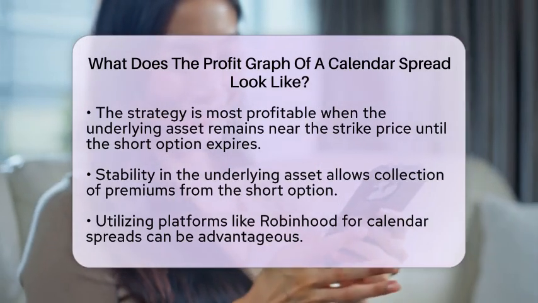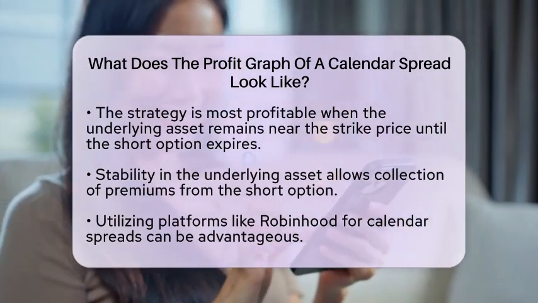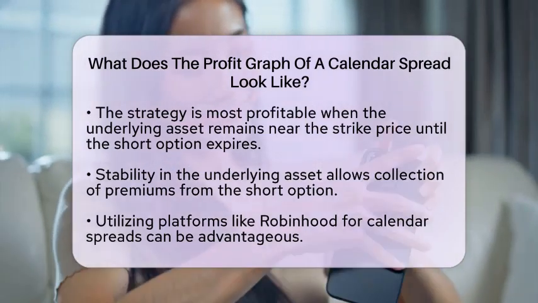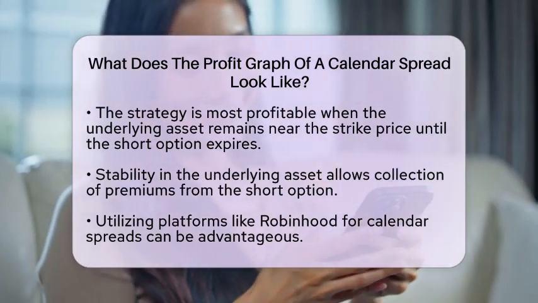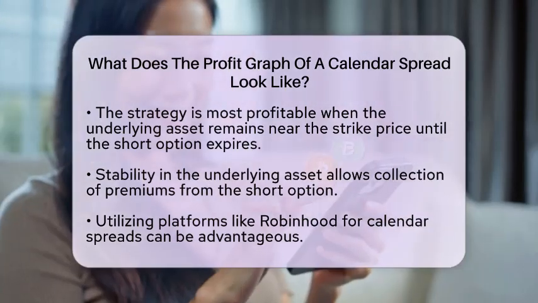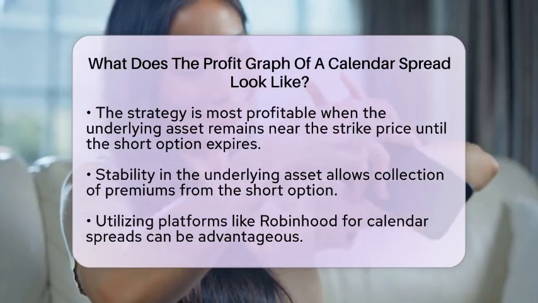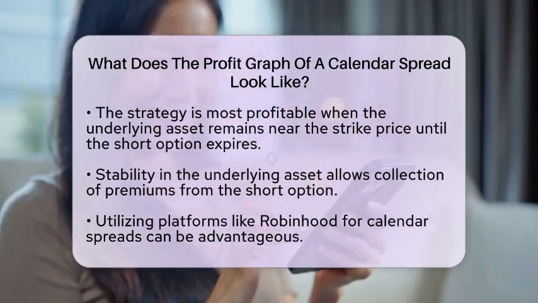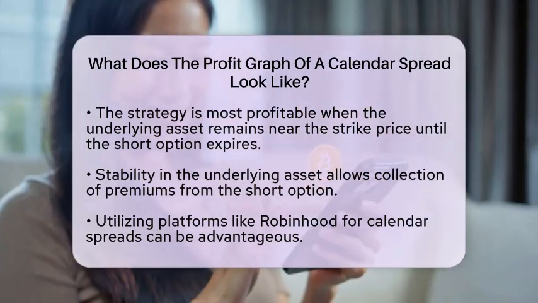Using a calendar spread on platforms like Robinhood can be a smart move. For instance, if a stock is trading close to a strike price, you might sell a short-term call option and buy a longer-term call option with the same strike price. If the stock remains stable until the short-term option expires, you can collect the premium and potentially benefit from any price increase before the longer-term option expires.